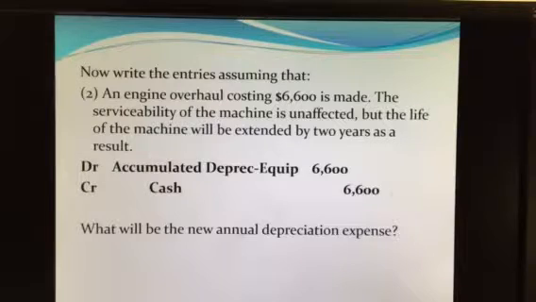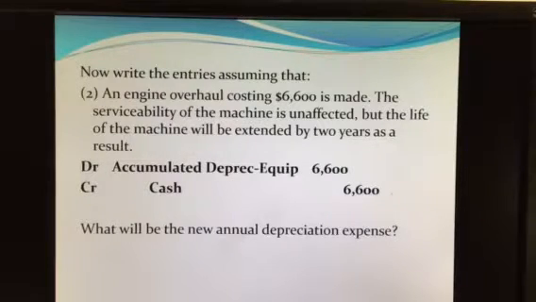Now let's go back to the starting point here and look at another possibility, and that is a type of modification or addition that in fact does not increase the serviceability or improve its functionality. In other words, the equipment can't do anything better than it did before, but it can do it for longer. And so we spent $6,600 on an engine overhaul.